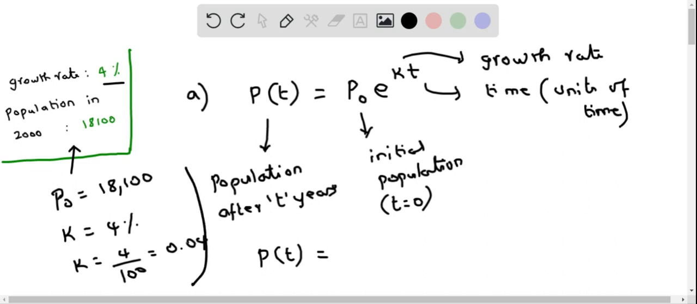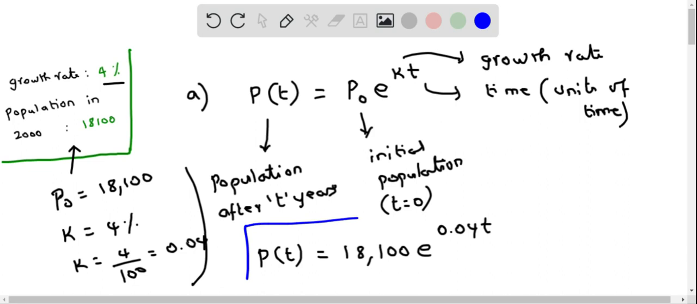Now we will plug in P naught and k into the population model. So therefore we get P of t equals 18,100 times e raised to the power of, replace k by 0.04, and then we have this t. So this is the population model.